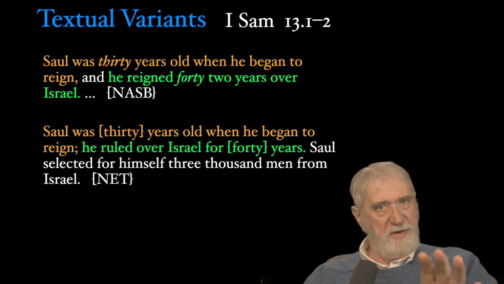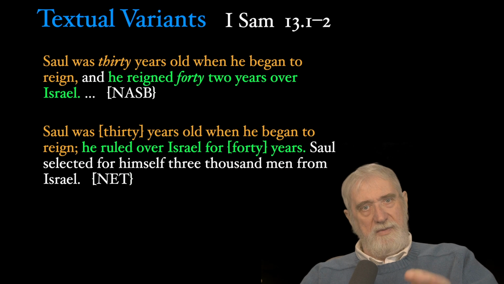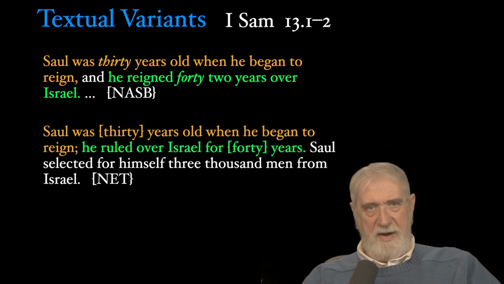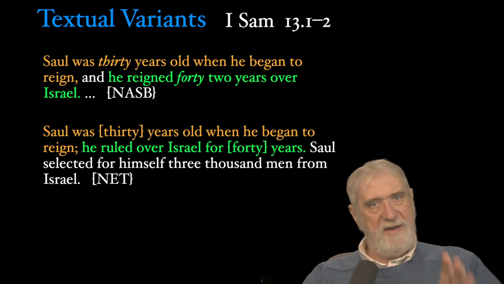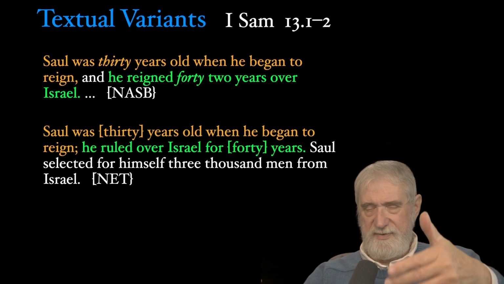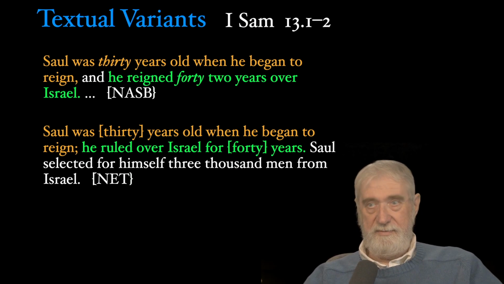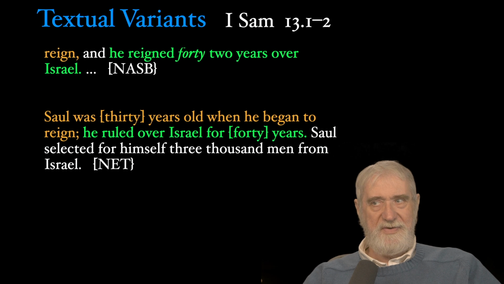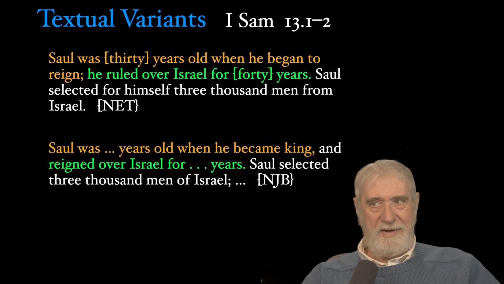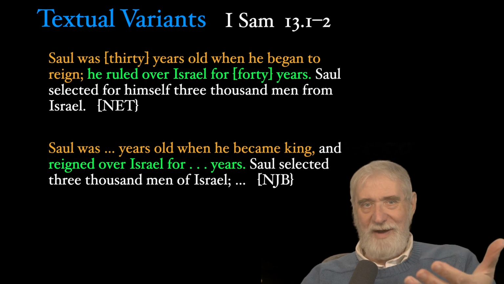So again, they're trying to reconcile this problematic text with the rest of the biblical narrative and make sense of it. But they realize that to do that, they have to substitute something that's not in the text for something that is actually there. Finally, let's look at the New Jerusalem Bible. The New Jerusalem Bible simply says, "Saul was years old when he became king and reigned over Israel years." So they've handled the problem here differently.